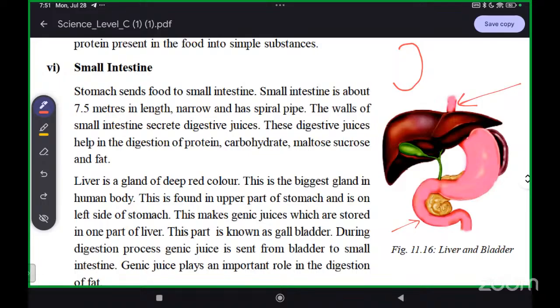The walls of the small intestine secrete digestive juices. These digestive juices help in the digestion of protein, carbohydrate, maltose, and surplus fat. The main function of the intestines is the absorption of all the protein, all the vitamins and all the good things from the food. Until it passes through the large intestine, complete absorption takes place, and then the process of excretion starts.